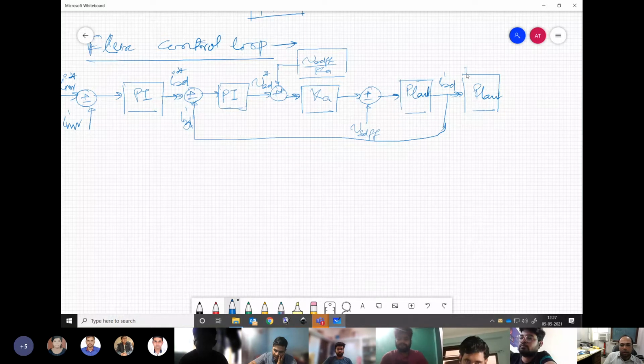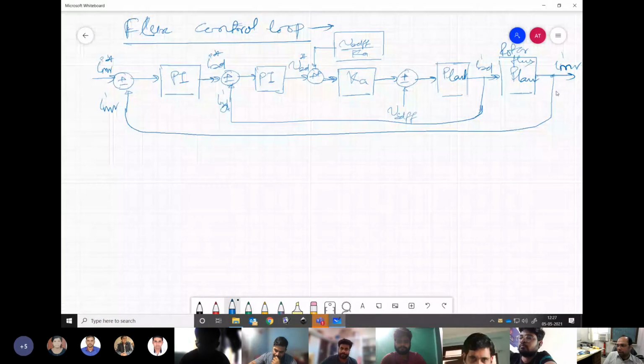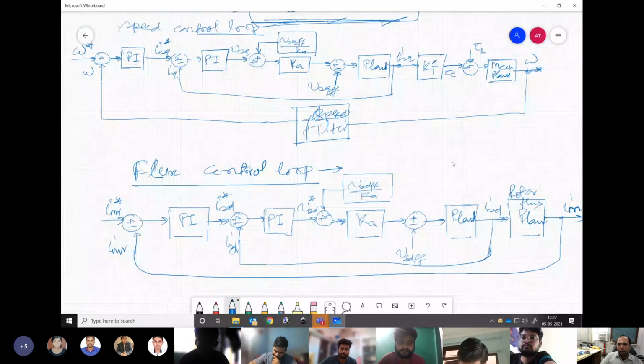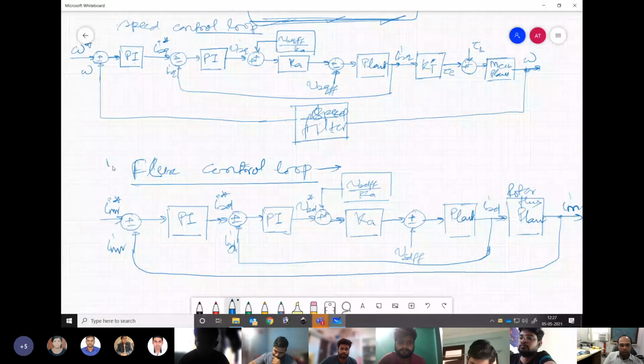Here we need not have any filter, because this is estimated by us within the controller. So these two are our speed control loop and flux control loop. And we can see that these two are completely decoupled. Whatever coupling is coming, we are compensating that through our feed forward terms. So then we can have control for the speed and the flux separately.